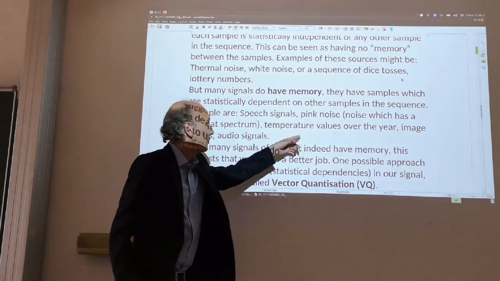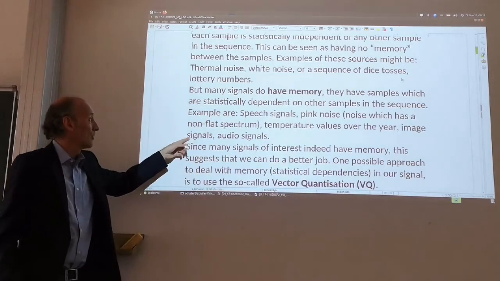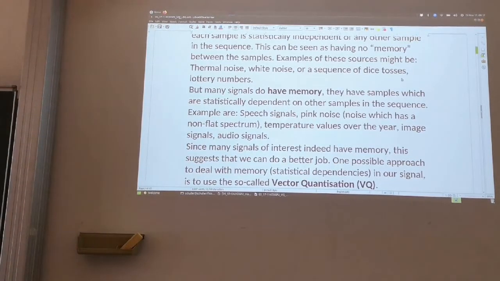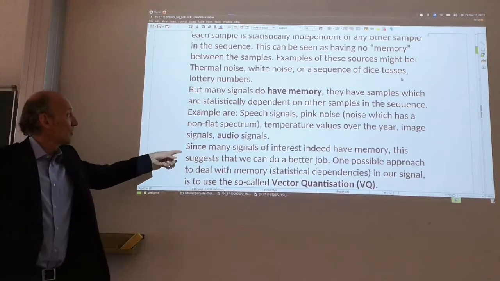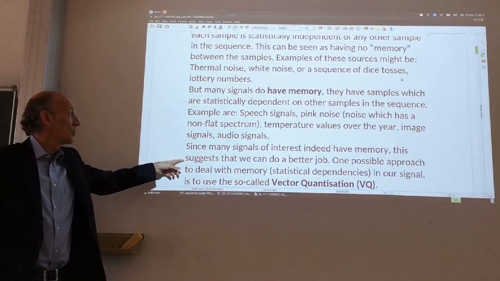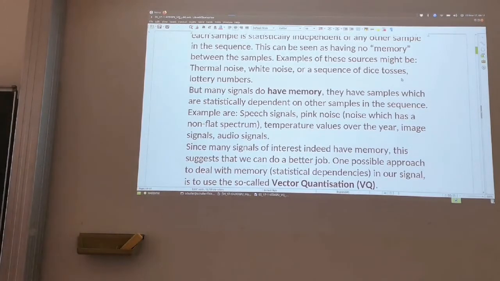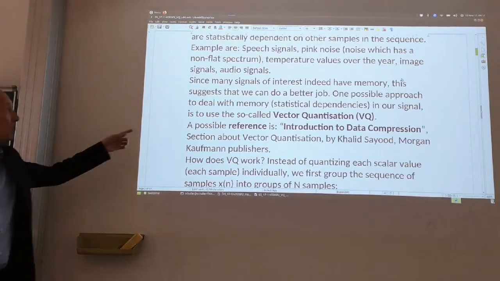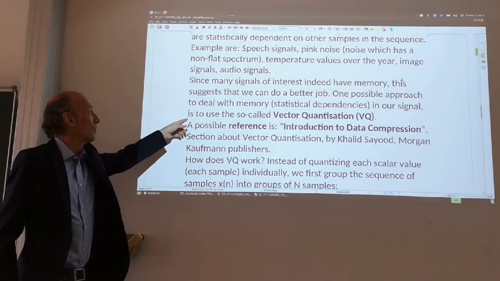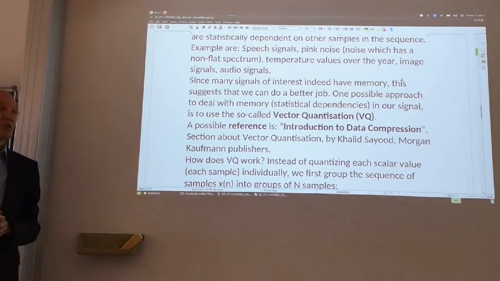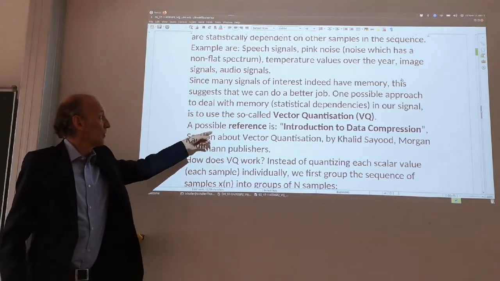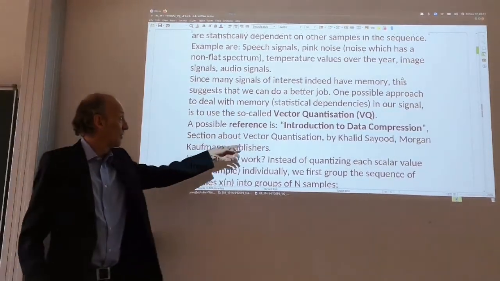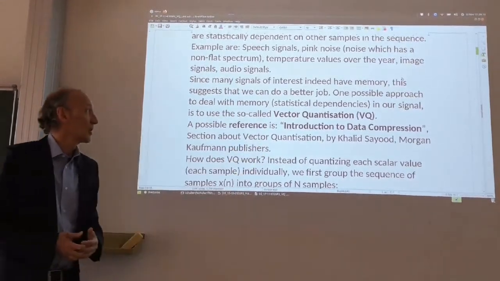Or temperature values over the year, or image signals, or audio signals. So they all have dependencies between neighboring samples. So since many signals of interest indeed have memory, this suggests that we can do a better job in quantizing. So one possible approach to deal with memory or statistical dependencies in our signal is to use the so-called vector quantization. And a possible reference for this is Introduction to Data Compression and the section about vector quantization by Sayood.